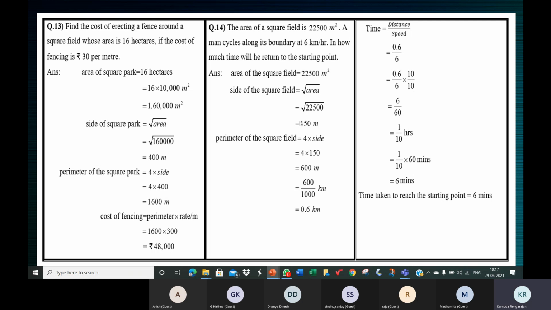Okay, so here 225 is 15, 2 zeros, 1 0. So 150 meter is the side of the square field. Now with the side, you can find the perimeter, so 600 meters.